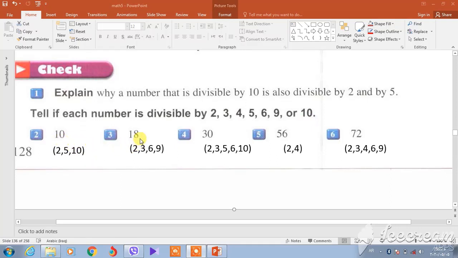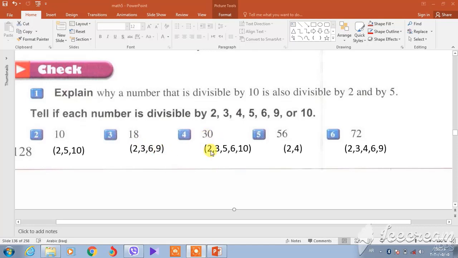And in this example we have 18. 18 is divisible by 2 because the last digit is even, and divisible by 3, yes, because we find the sum. 1 plus 8 equals 9. 9 is divisible by 3, and 18 is also divisible by 3. Divisible by 6, yes, because it is divisible by 2 and 3. Is it divisible by 4? No, because the last two digits are not divisible by 4. Divisible by 5? No, because the last digit is not 0 or 5. And divisible by 9? Yes, because the sum equals 9, and 9 is divisible by 9. Divisible by 10? No, because the last digit is not 0.